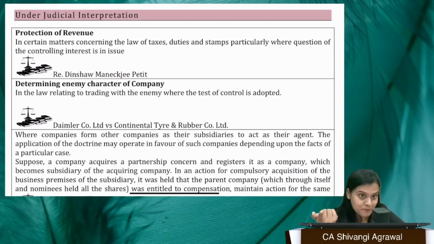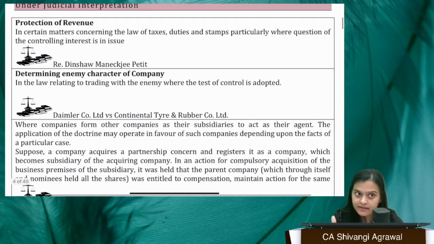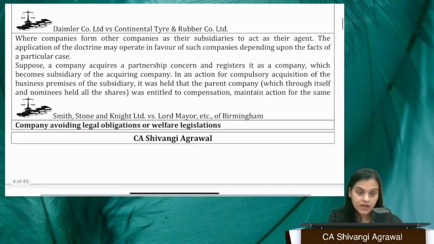So when you're trading with the enemy, the test of control is adopted, that okay, the control of this company belongs to whom. So when you want to test and identify whether this company which is in India only is our enemy or not, whether we should contract with it or not, in such a situation the corporate veil is lifted, and now if we look behind the real persons, we'll find out, oh, this is our enemy only, and we cannot enter into a contract with it. Fine. So when we want to determine the enemy character, or in relation to trading with the enemy, you can say.